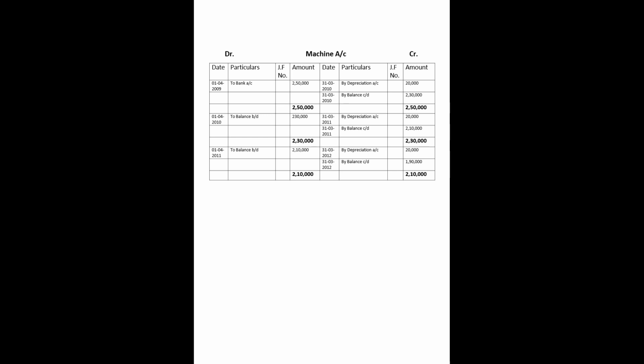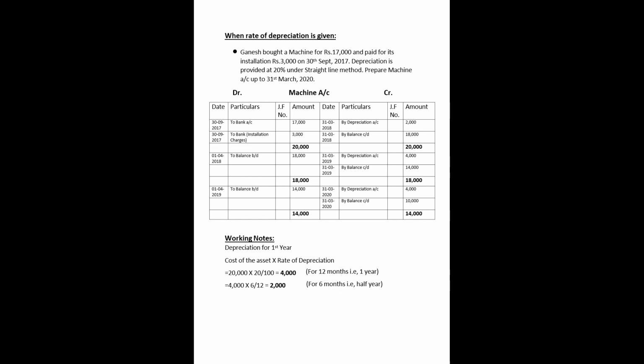So now let us see next problem when rate of depreciation is given. So here is the problem. Ganesh bought a machine for rupees 17,000 and paid for its installation rupees 3,000 on 30th September 2017. Depreciation is provided at 20% under straight line method. Prepare machine account up to 31st March 2020. So here no need to calculate annual depreciation, like rate of depreciation should not be calculated because it is already mentioned here. So we need to put the format as earlier we have done.